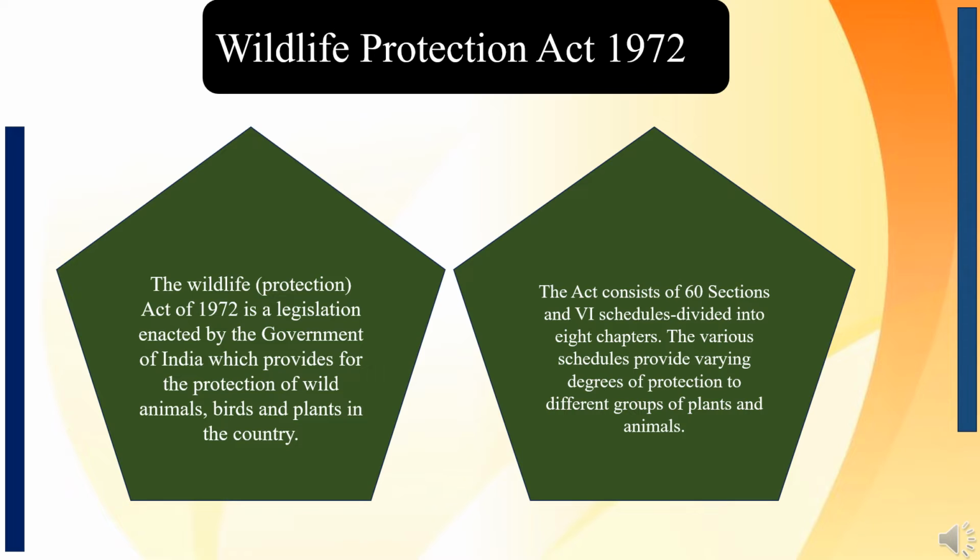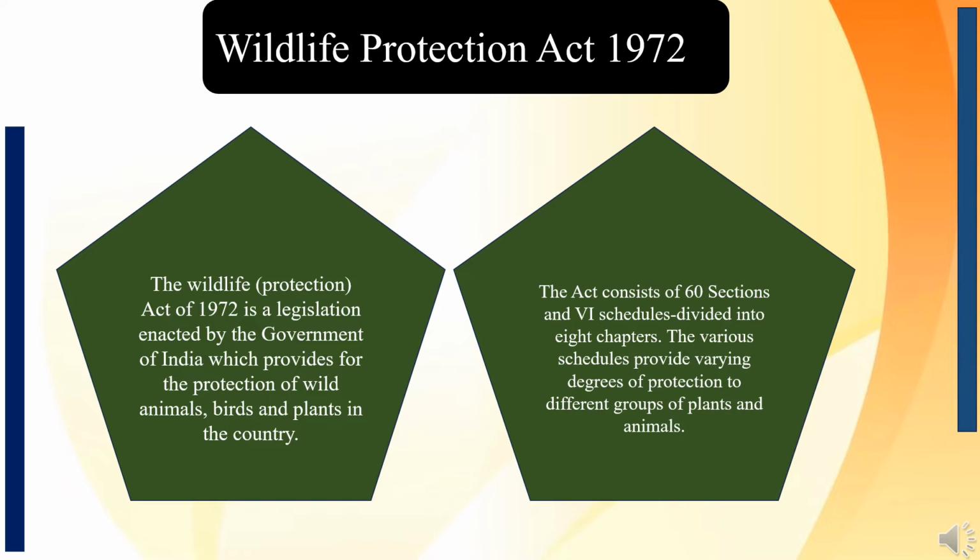So what is the Wildlife Protection Act 1972? The Wildlife Protection Act of 1972 is a legislation enacted by the Government of India which provides for the protection of wild animals, birds and plants in the country. The Act consists of 60 sections and 6 schedules divided into 8 chapters. The various schedules provide varying degrees of protection to different groups of plants and animals.